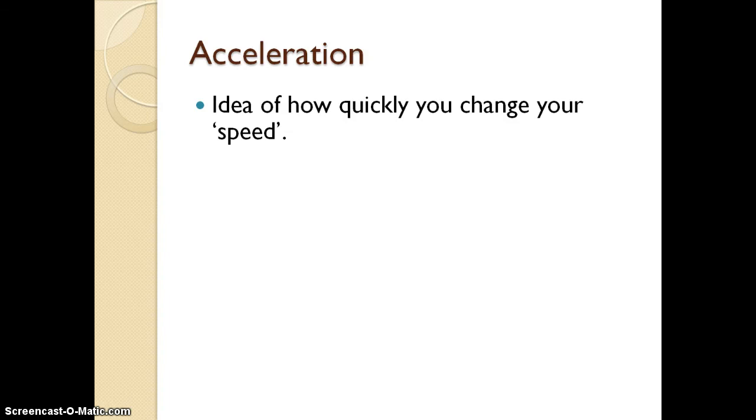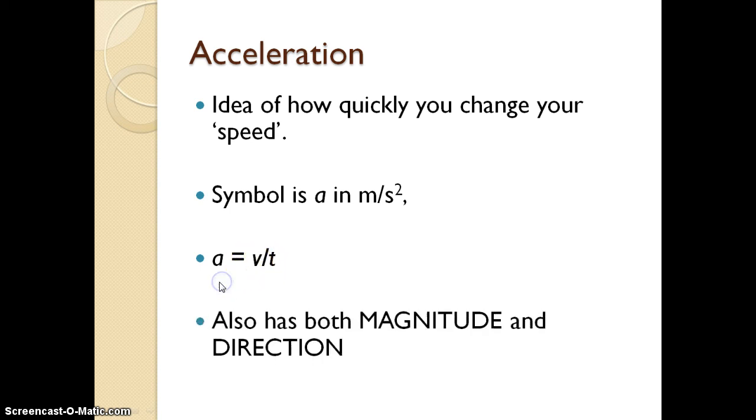Here's the idea of acceleration. We kind of talked about it. It's how quickly you change your speed. I put speed in quotes because it's not exactly true. It's just pretty much how quickly you speed up or slow down. This symbol is an A, in meters per second squared. You had this written in your table from about day 1 or day 2. And here's the big deal. Acceleration is your velocity change over your time. Change in velocity over time.